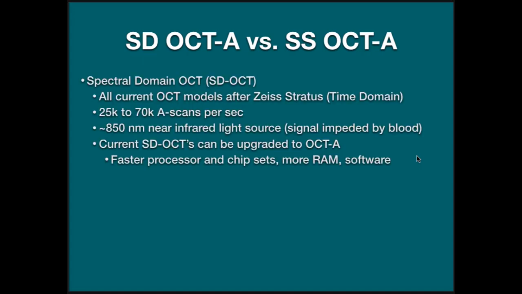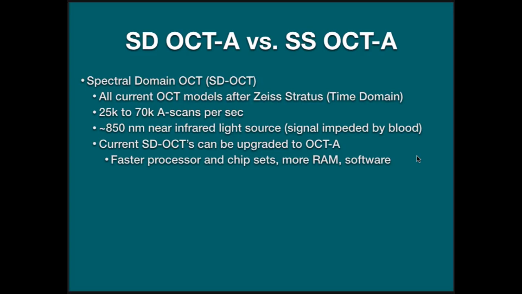Now, let's talk about spectral domain OCT angiography versus swept source OCT angiography. Spectral domain is our current OCT technology that we've had since the Zeiss Stratus passed away, which was a time domain unit. The spectral domain has given us much faster scanning speeds from 25,000 Hz in the early models up to 70,000 for some of the current models now. Much better resolution, much better speed, and just a much better system overall than time domain.